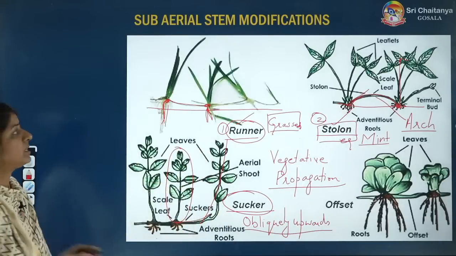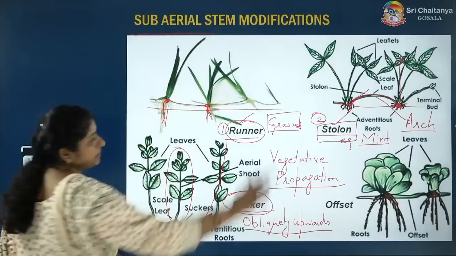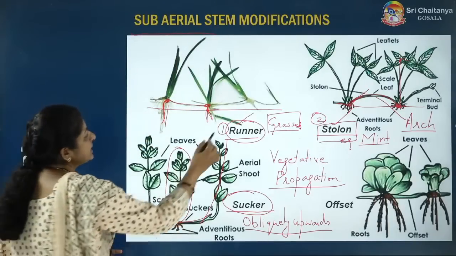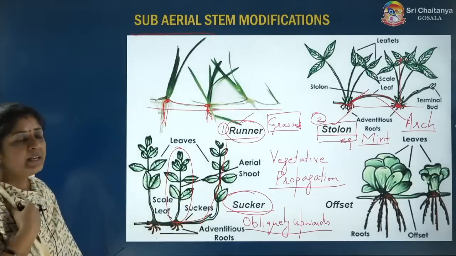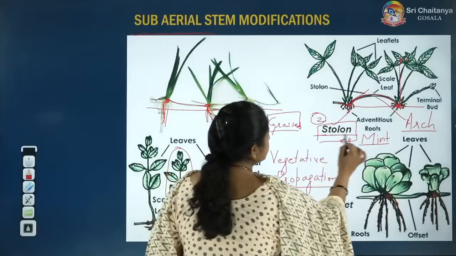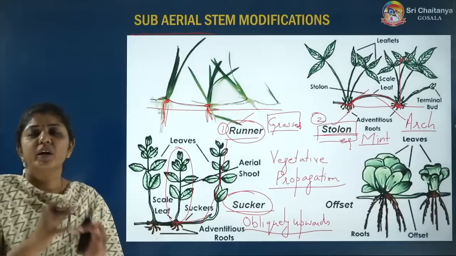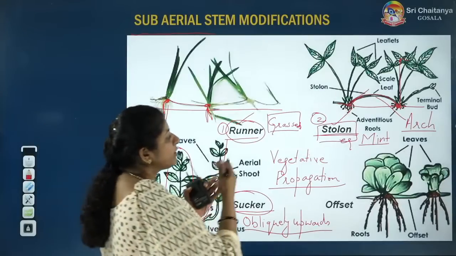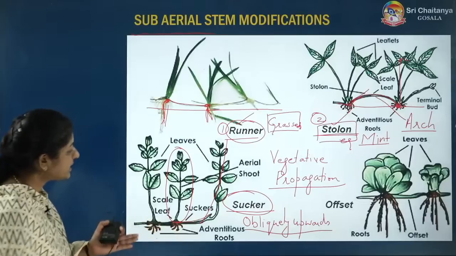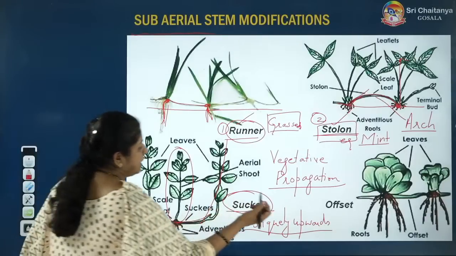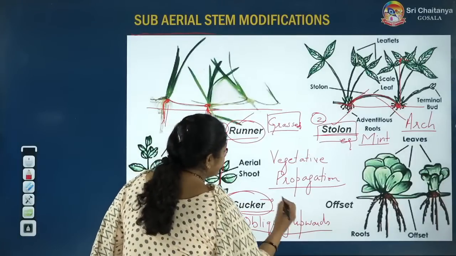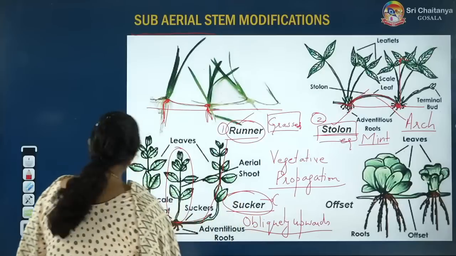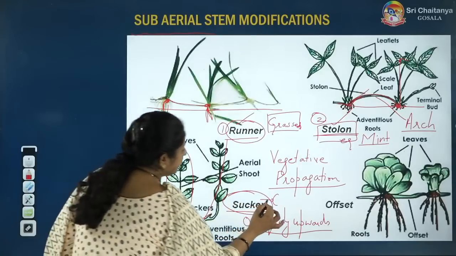Simply we are discussing the meaning of subaerial, under which the first type we discussed was runner. The second type was stolon. What is an example of a runner? Grasses. What is an example of a stolon? Mint. What is an example of a sucker? The example here you must write should be very common, something which you know very well.